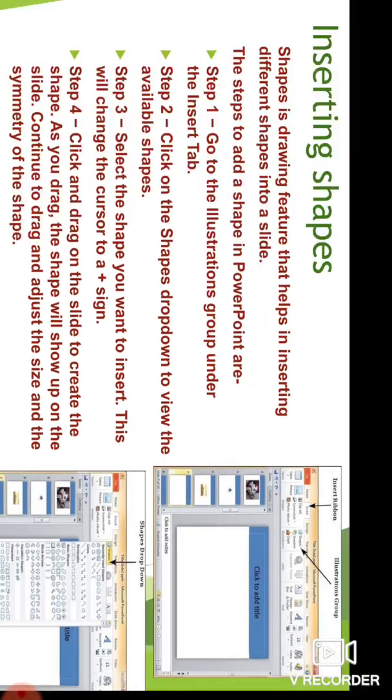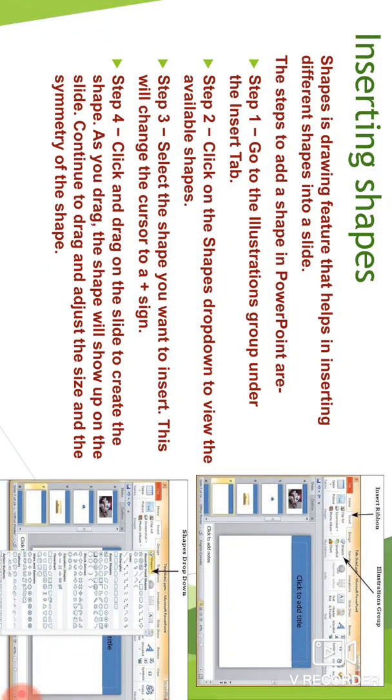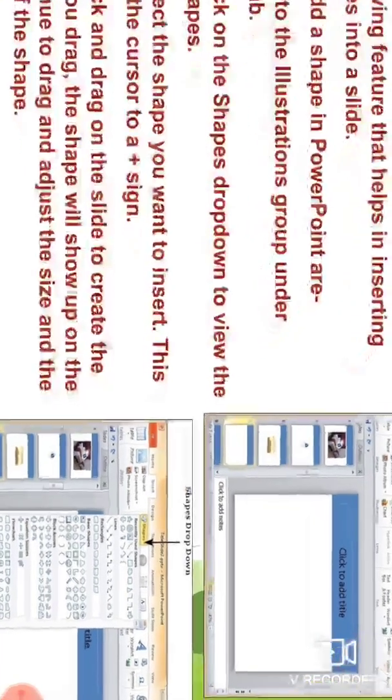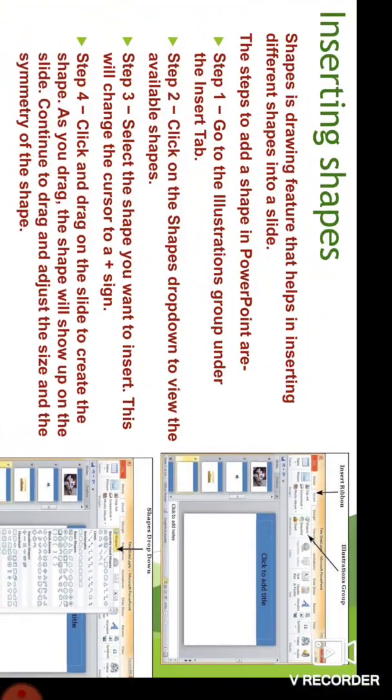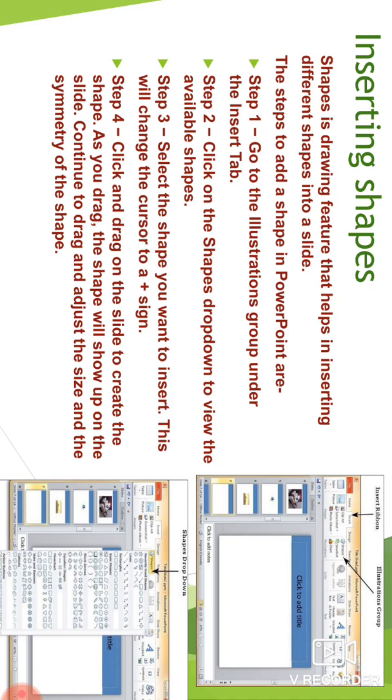Again I am telling you, go to the insert tab, illustration group, click on the shape option. So many shapes will open in front of you. Select the shape that you want to apply on your slide, then come back to the slide, and the cursor changes into a plus sign. Now drag the cursor and draw the shape.